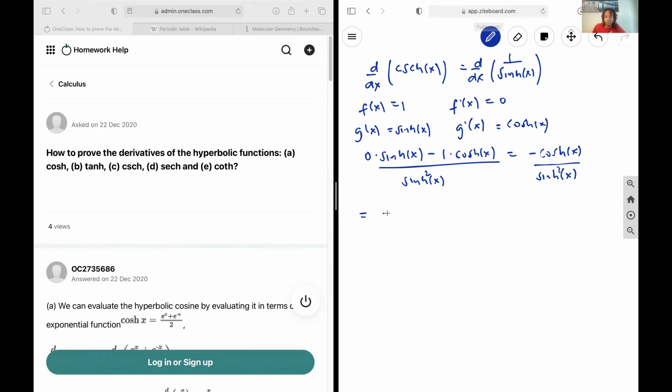We can again rewrite that into a form that's more familiar. And this will become negative the hyperbolic for the cotangent multiplied by the hyperbolic for secant. And that will be your final answer.